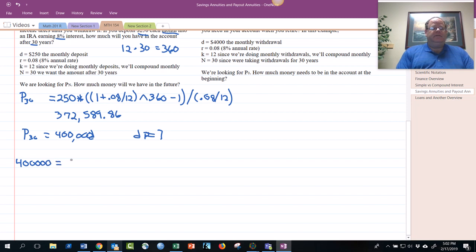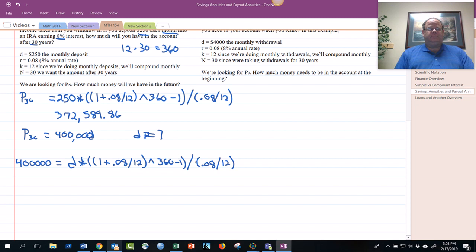Over here to the left, the equal sign for the PN. Got a D times. Now, because in this case all the other numbers were the same as the last time, everything else we write in here will be the same. Right? 0.08 divide 12, caret 360 minus 1, divided by open parenthesis 0.08 divide 12.